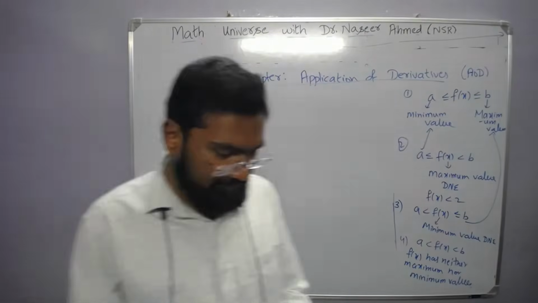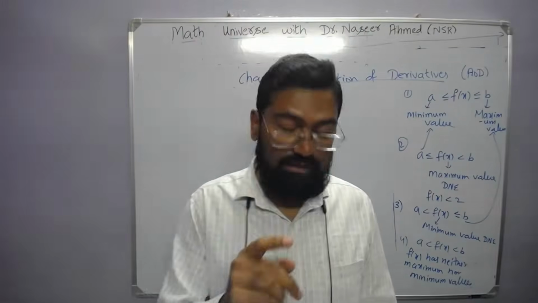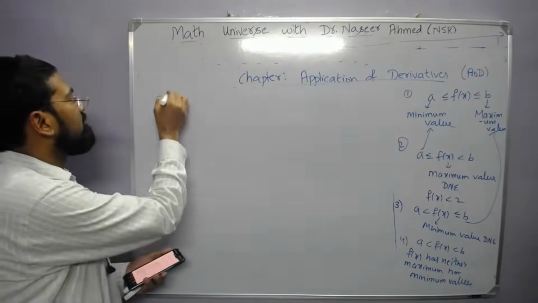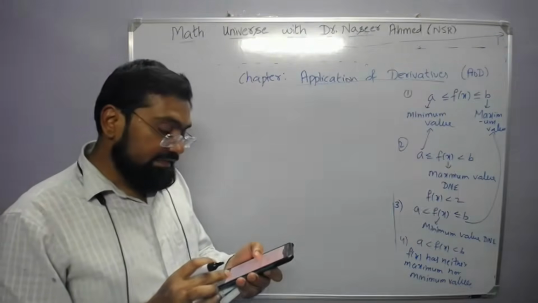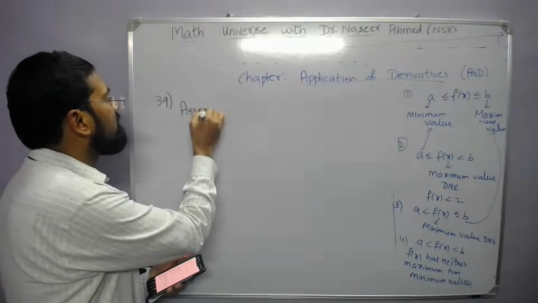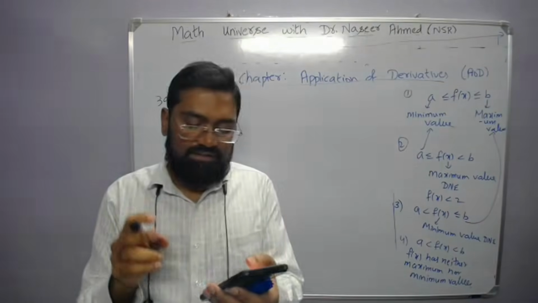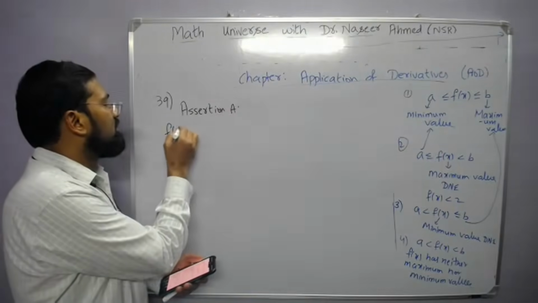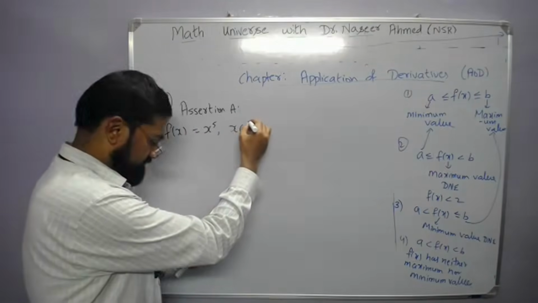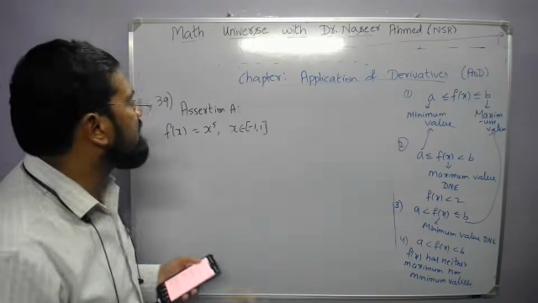Fine. Listen carefully. The next question, let us take a problem on critical points, I mean to say point of inflection. Question number 39 is an assertion reason type question. Assertion A says the maximum value of the function f of x equal to x power 5 in the closed interval -1, 1 is attained at its critical point x is equal to 0.